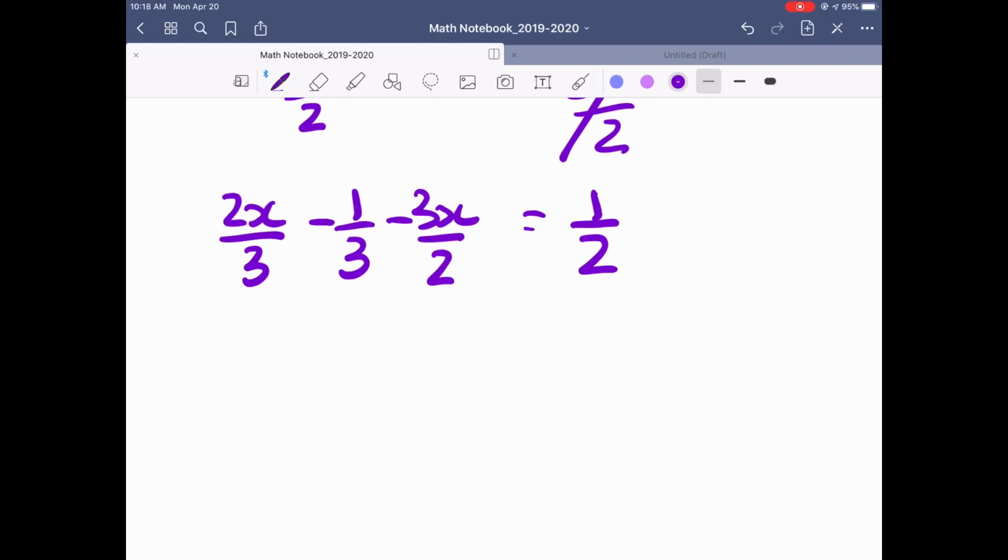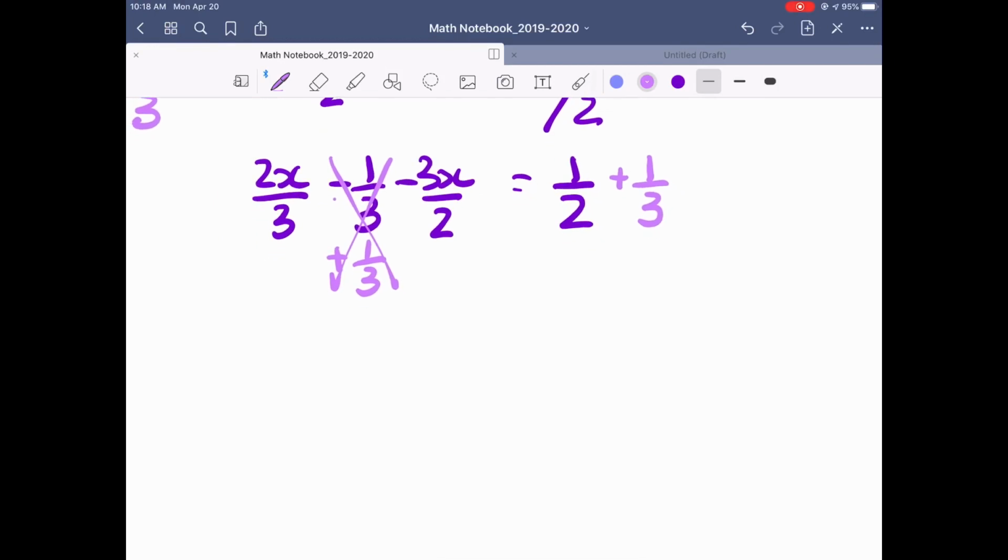So we're going to simplify it, but first I want to get rid of the constant on this side. I want to move it to this side. So it's minus 1/3, so I'm going to add 1/3 to cancel it out. And what I do to one side, I do to the other. So now we have 2x over 3 minus 3x over 2 equals 1/2 plus 1/3.